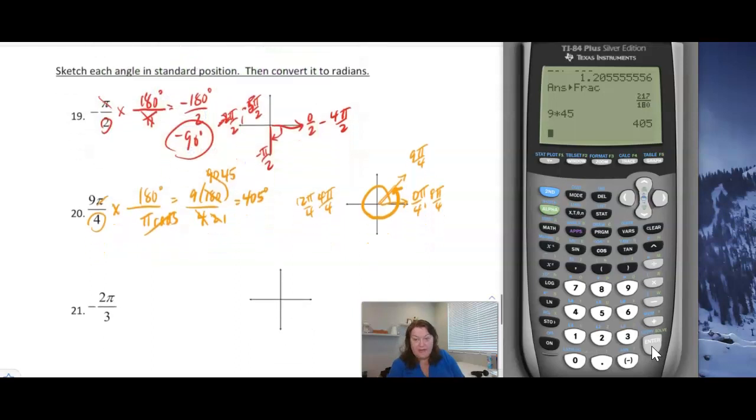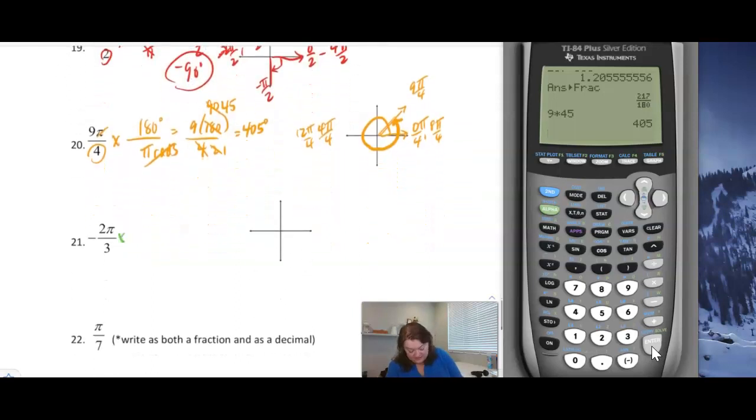So we've got negative 2 pi over 3. So we're just going to multiply with the pi radians at the bottom and 180 degrees at the top. Okay, now I know the pi's are going to cancel. I can see a 3 goes into 180 60 times. So I've got negative 2 times 60 should be negative 120.